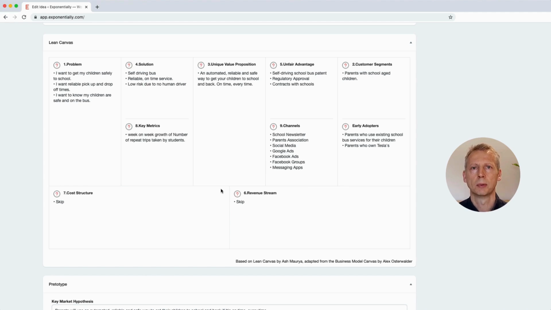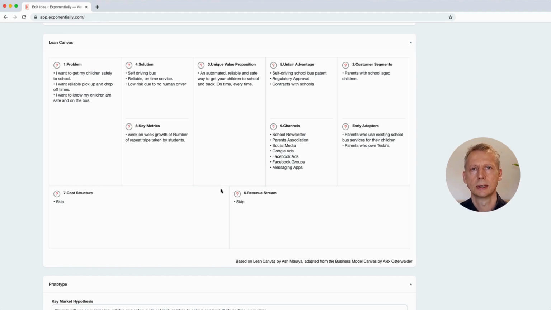And if you remember, we're looking for 3 bullet points here defining the problem from the perspective of whoever's experiencing that problem. So in this case, it's the parents. And the problem they have is, I want to get my children safely to school. I want reliable pickup and drop-off times. And I want to know my children are safe and on the bus from their perspective. And notice the language is, I want to do this, I want to do this, not just they or the customer. So it's quite specific.